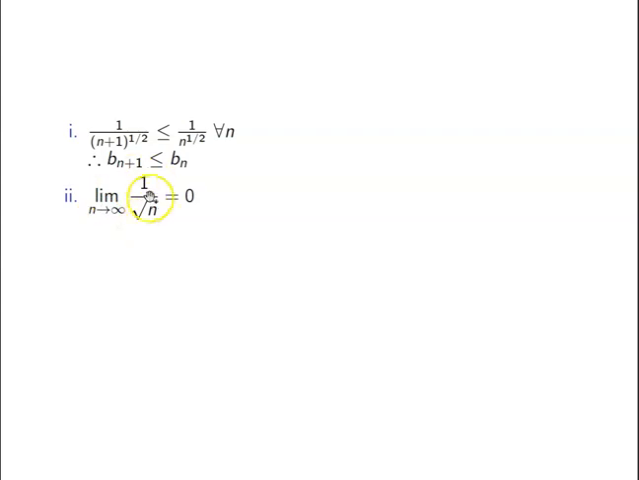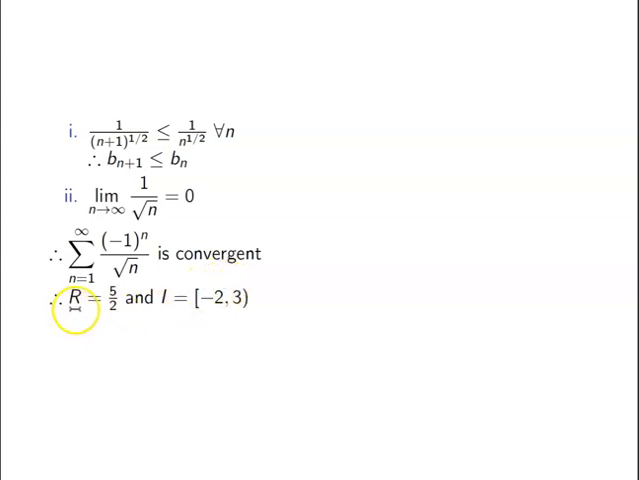And if I look at the limit, 1 over n to the 1/2 is the square root of n. So as this gets bigger, the whole thing gets smaller. So the limit does go to 0. So this is convergent. Okay. So therefore, my radius is 5 over 2, which I already knew. And my interval converges on the endpoint of -2, but diverges on the endpoint of 3.